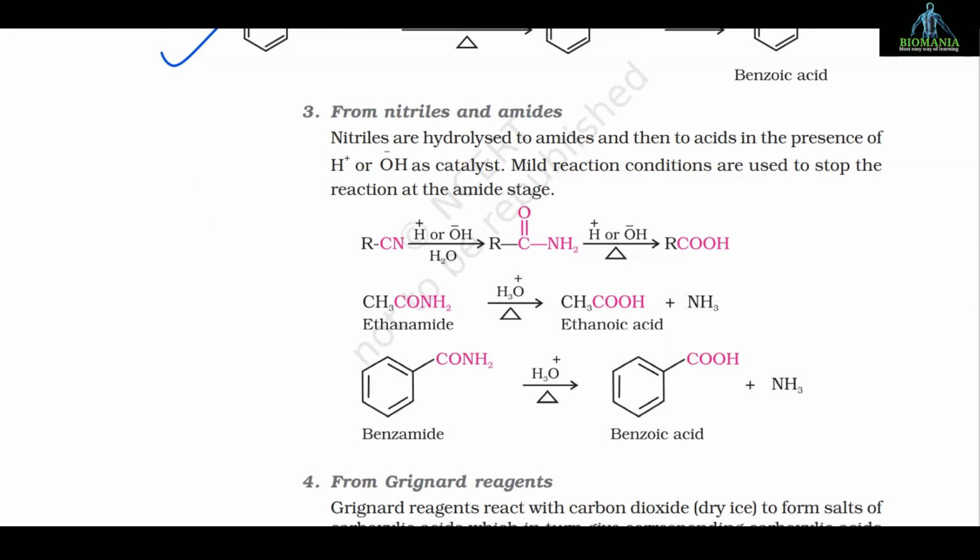Number 3, from nitriles and amides. Nitriles are hydrolyzed to amides and then to acids in the presence of H+ or OH- as catalyst. Mild reaction conditions are used to stop the reaction at the amide stage. Here you can see the reaction. RCN forms RCOOH, and the intermediate product is RCONH2. Then ethanamide, CH3CONH2, forms ethanoic acid plus NH3 on heating, and benzamide on heating forms benzoic acid, with H3O+ and NH3.